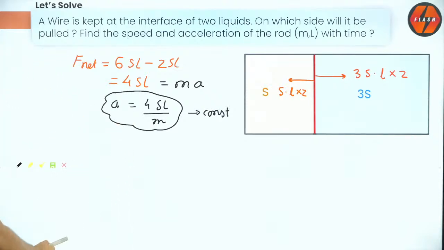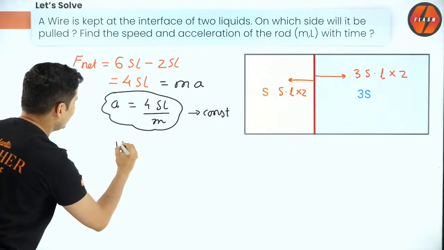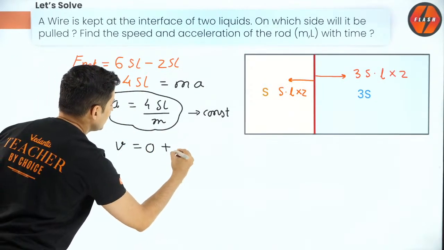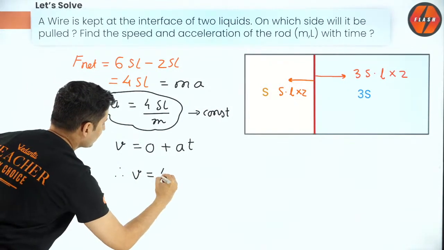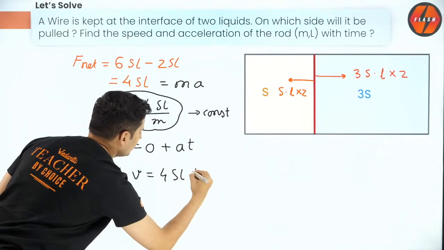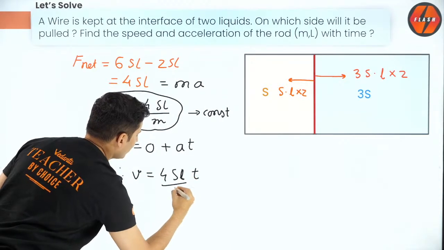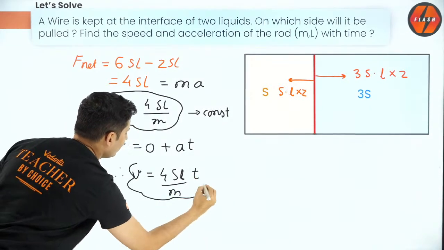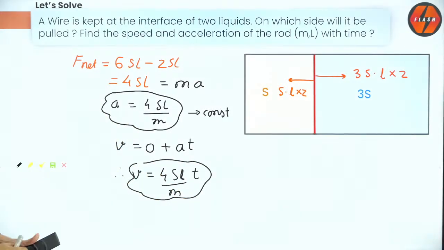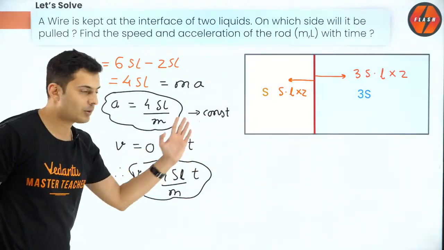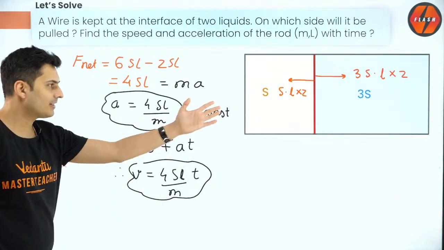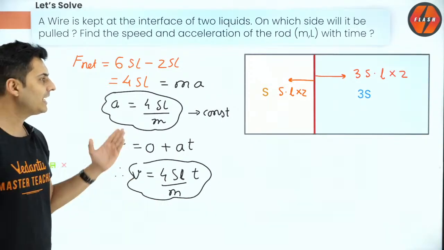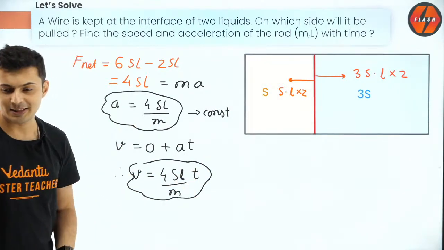Now, once I know the acceleration, we can also find the velocity using the kinematic equation. v is u plus at. Therefore, v will be equal to 4SL into time by m. So that's the formula for velocity. Don't learn it by heart. This was just a numerical problem which I told you how to solve. It had a lot of variables, but this is the solution. Very interesting problem. This is the velocity.